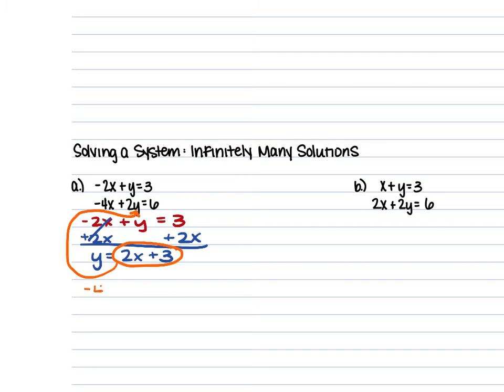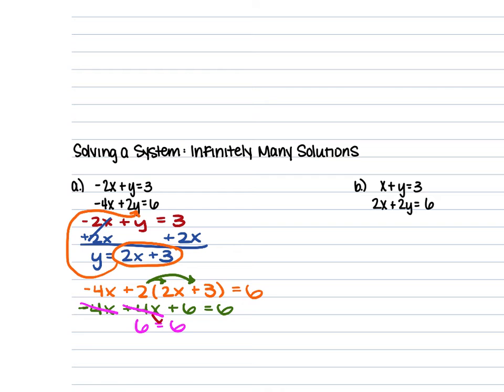So I'm going to have negative 4x plus 2 times 2x plus 3 is equal to 6. From here, we can distribute that 2 to get negative 4x plus 4x plus 6 is equal to 6. The negative 4x plus 4x cancels out, so we have 6 is equal to 6. That is a true statement, so this is infinitely many solutions.